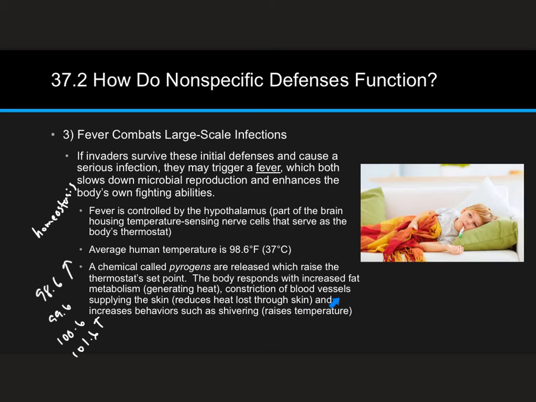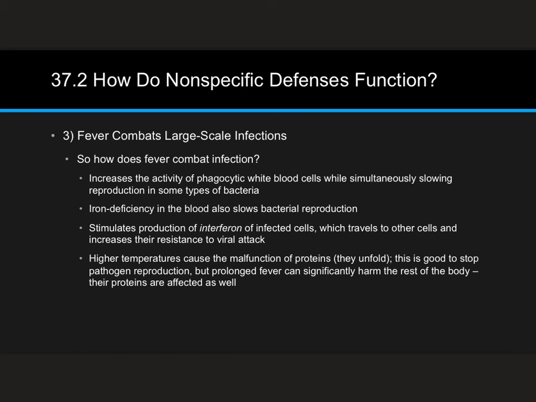It constricts blood vessels supplying the skin and increases behaviors such as shivering. So it's going to reduce heat loss through the skin by constricting these blood vessels, so your body maintains heat a little bit better. And it's going to increase behaviors like shivering, which actually raises your temperature. Okay, so that's what it does. So how do those things combat infection?